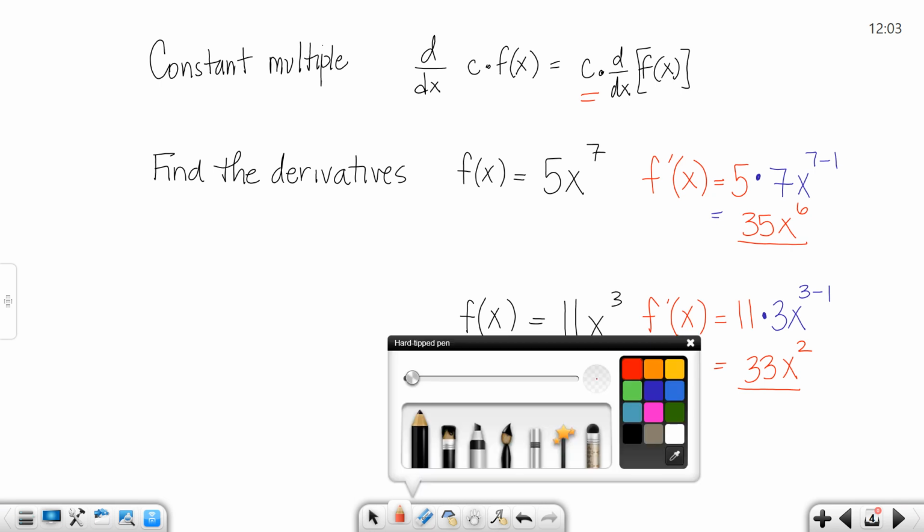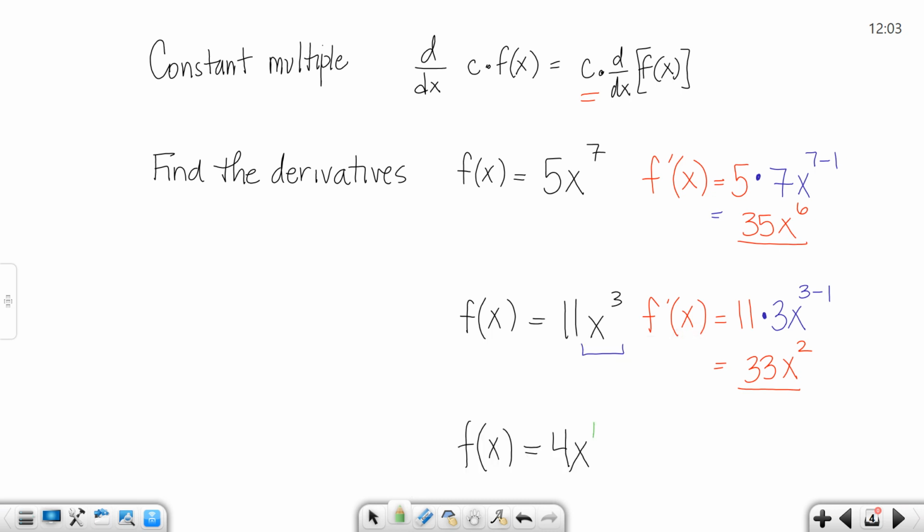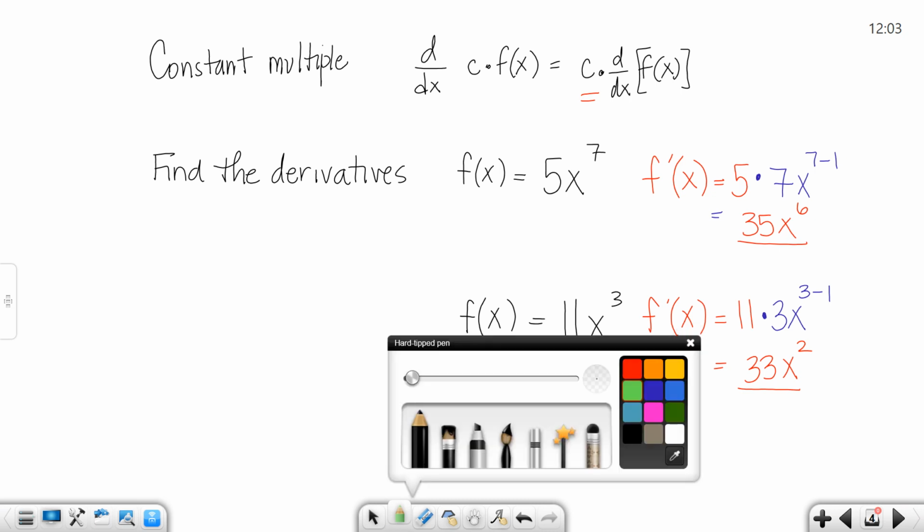Okay, looking at the last one, remember this here is 4x to the 1. That's what it's understood to be.